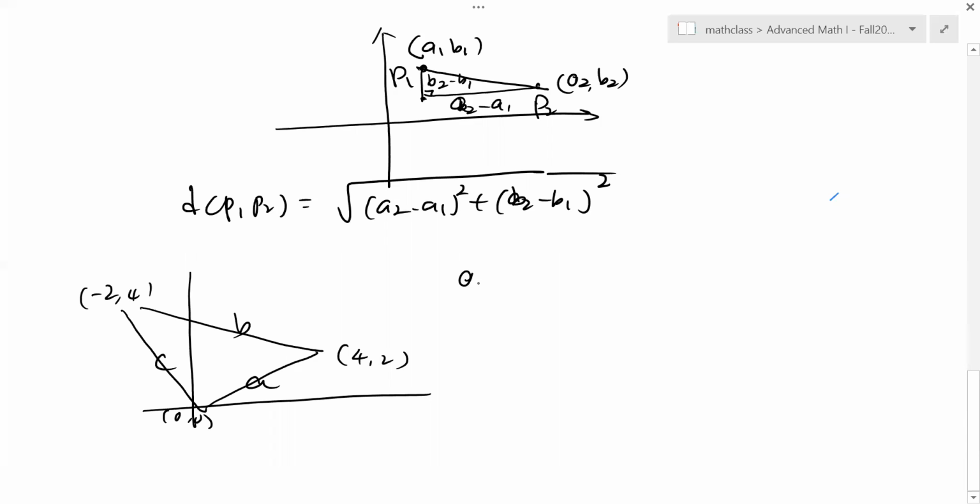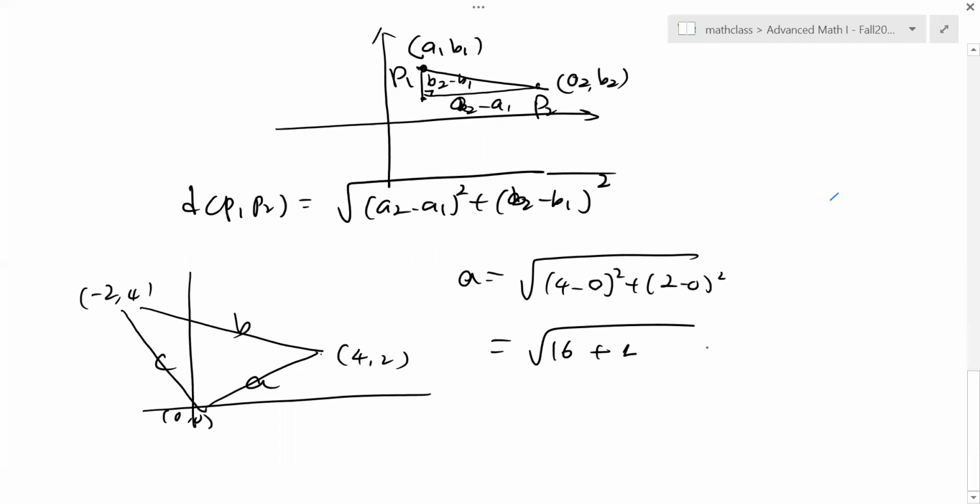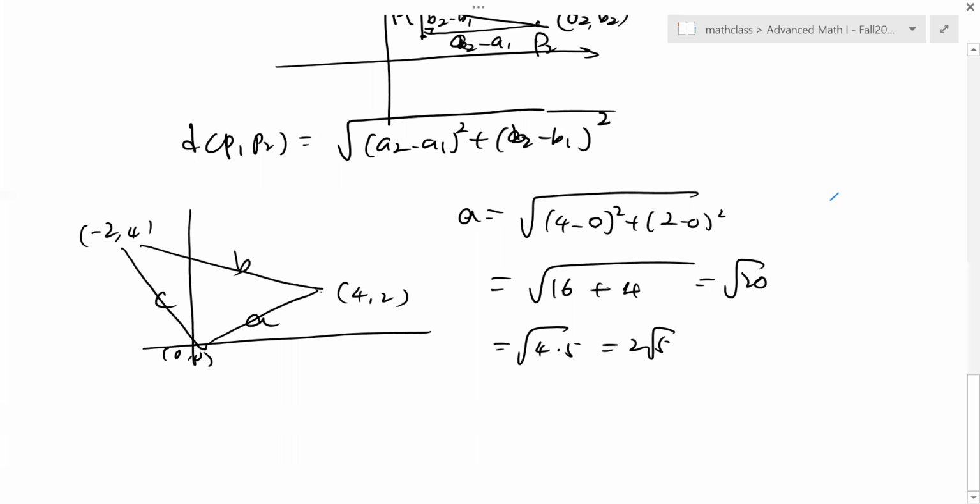A is the square root of the sum of the squared differences of the coordinates. It's going to be 16 plus 4, the square root of 20. The square root of 20 is the square root of 4 times 5, so it's 2 square root of 5. That is an irrational number. Similarly, you can find B. They're all irrational numbers. But the area is a fraction.